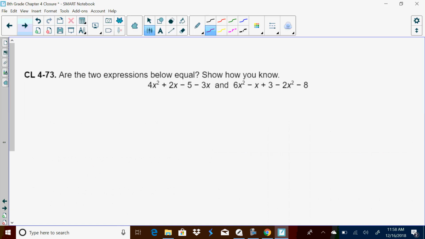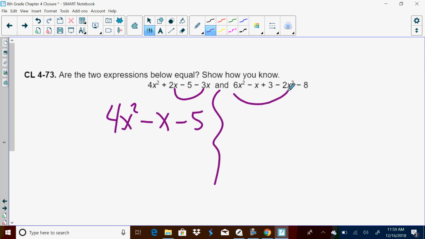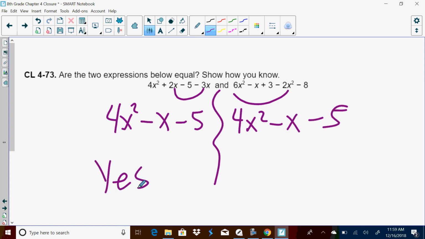Problem 473 says, are the two expressions below equal? Show how you know. So I combined like terms. So I did 2x minus 3x. So I ended up with 4x squared minus x minus 5 on this side. And then the other side is 4x squared minus x minus 5. So yes. And how I knew, I combined like terms.